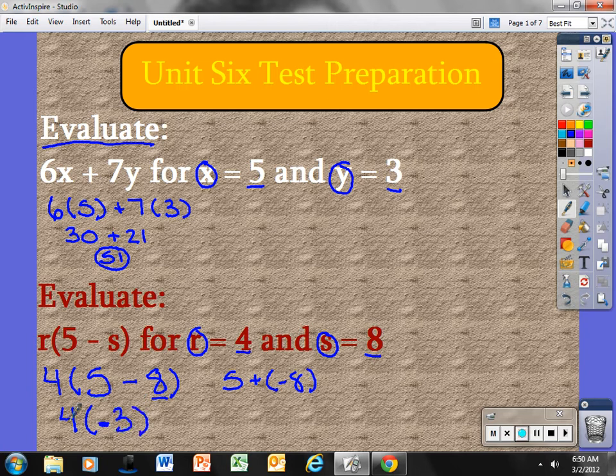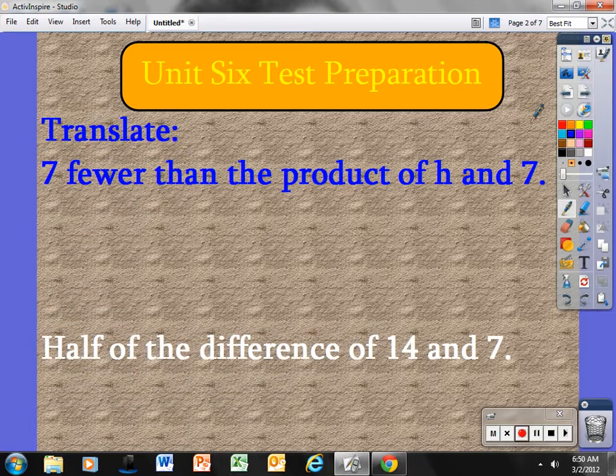I have a negative times a positive. When bad things happen to good people, that's a bad thing. 4 times 3 we know is 12, but because we have a positive times a negative, we have negative 12 is my final product. Take a look at the next one.